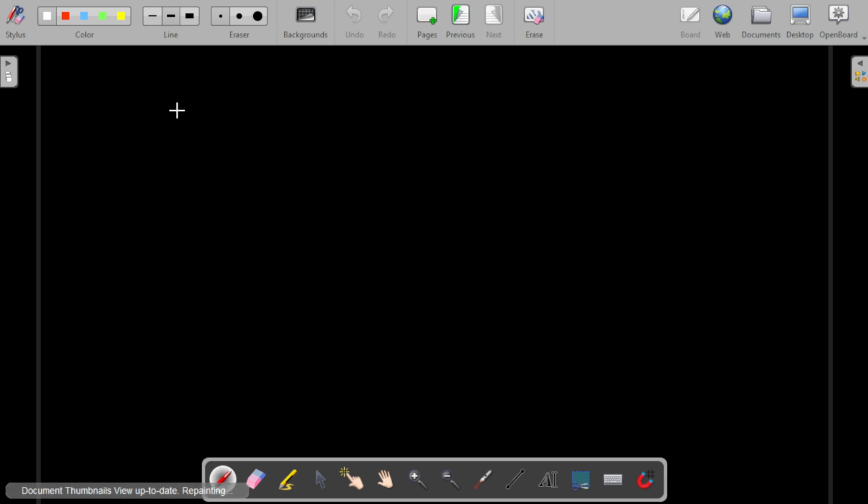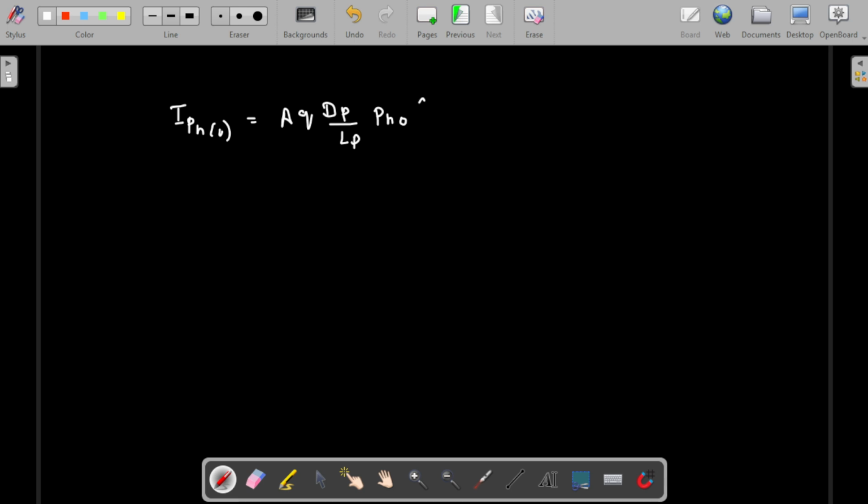So we know that Ipn of 0 can be represented as, if we substitute x is equal to 0, then Dp divided by Lp, Pn naught, e power 0 will get cancelled, e power V by Vt minus 1. So let's take this as equation 2. This is the current due to injection of holes at x is equal to 0.